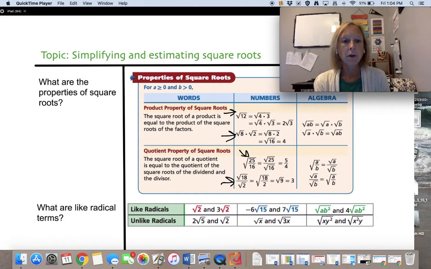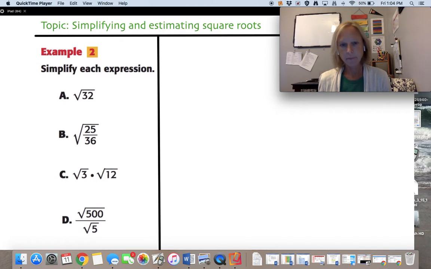Next question, what are like radical terms? Like radical terms have the same number underneath the radical. Unlike radical terms have different numbers under the radical. Okay, so our goal is to simplify each expression. When we are simplifying radical expressions, we want to make sure that any square root that can be taken out is taken out or factored out. And we also cannot have a radical in the denominator. Those are the two things we're going to check for.